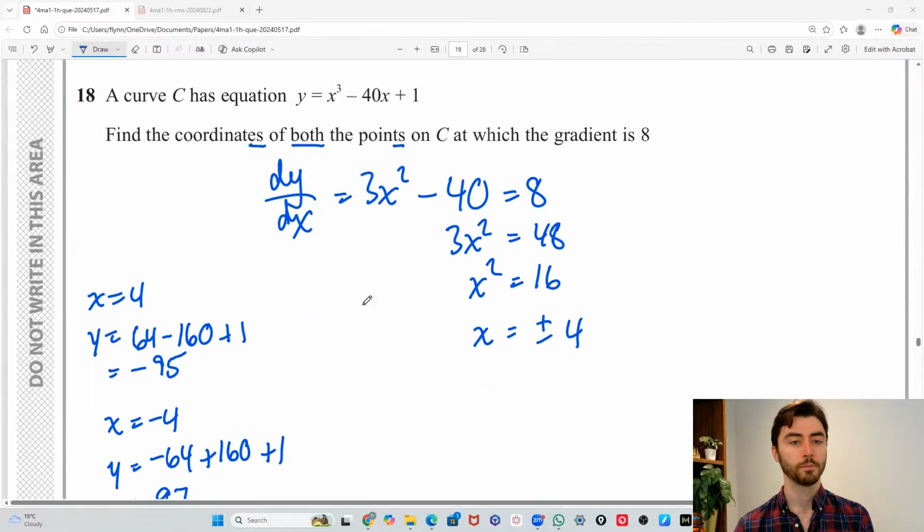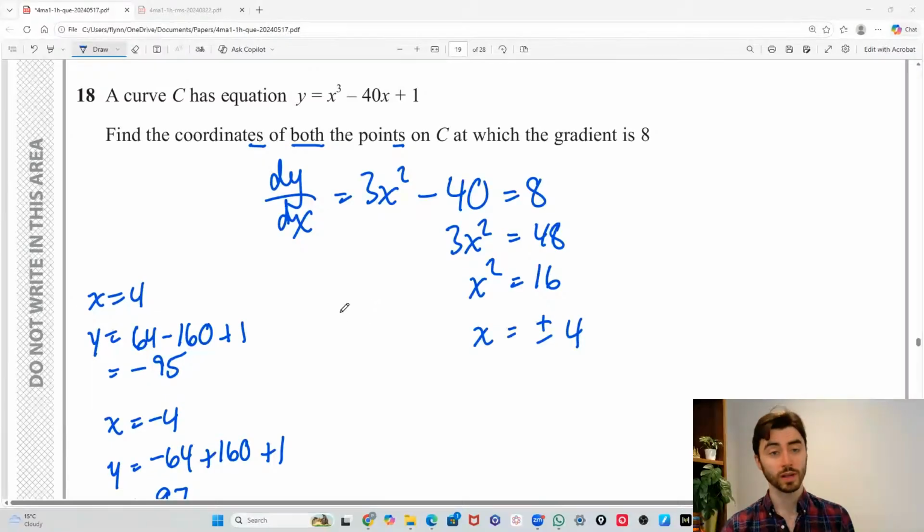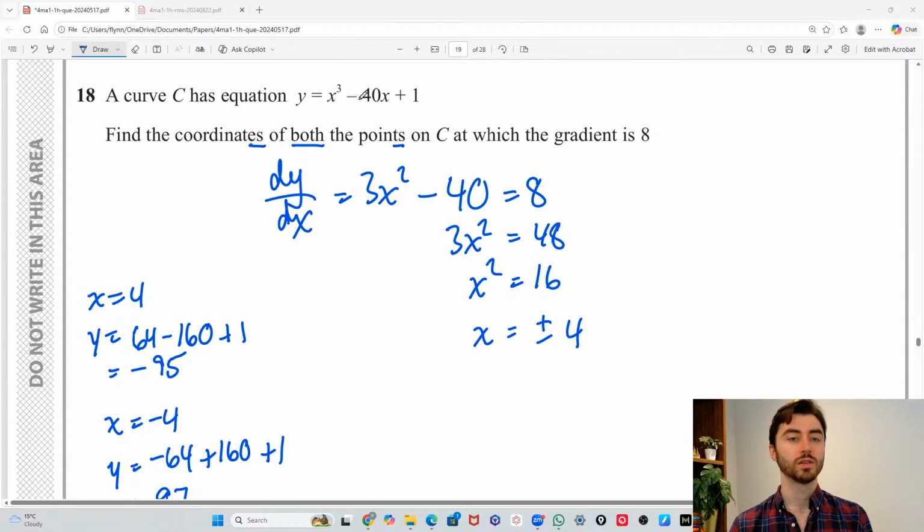So here, find the coordinates of both points. Well, there's 2 things to check. First, do the points that I found actually lie on this curve? Second, do they actually have a gradient of 8? Actually, I'll check that first. So dy dx, I have definitely done correctly.